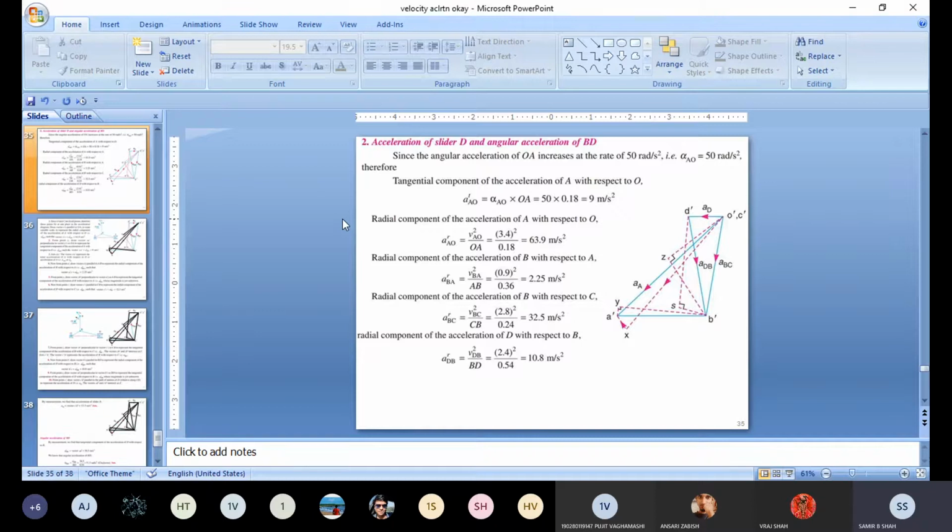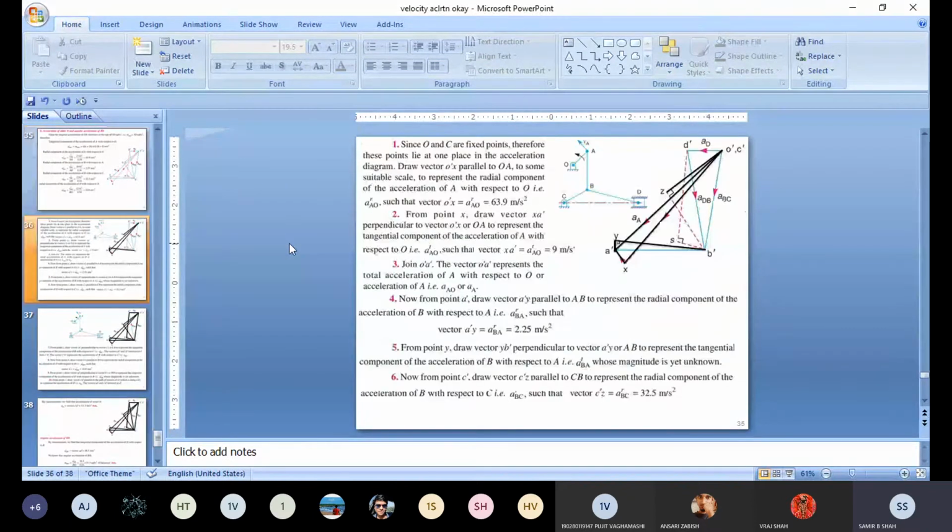I am taking the scale that 10 meter per second square is equal to 1 centimeter, and based on that I create the length O dash x. Initially we know that if there is one or two tangential portions, then we first consider x, after that y, after that z, then w. Based on that we draw the tangential part here. First O dash a, we consider O dash and draw the parallel line from O dash, which may be 6.39 centimeter. I am getting point x.